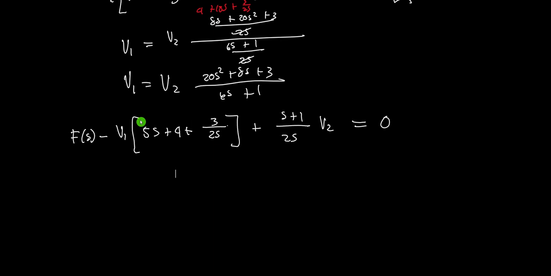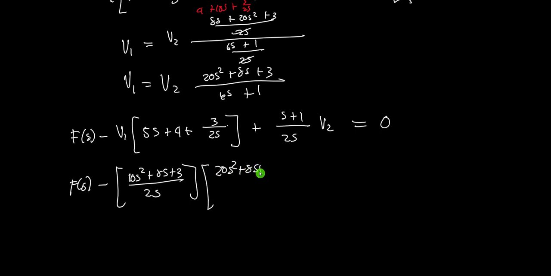But before we do that, we can simplify this first, just like what we did here. So this will be F(s) minus b1, which is equal to this one. But before we do that, we simplify this one first. This is 2s times 5s, that will be 10s squared, plus 4 times 2 is 8s, then plus 3. Then you multiply it with V1, which is equal to this one. So 20s squared plus 8s plus 3 all over 6s plus 1.